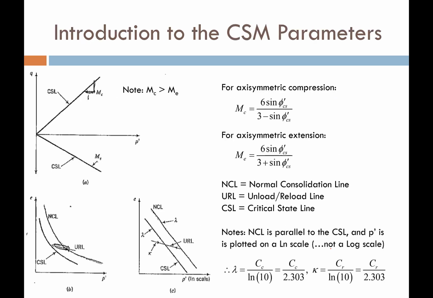Let's move on and let's introduce you to some of the basic parameters of this simple critical state model. So, as I warned you, we have our 3 plots. On the upper plot, we have the PQ space, so stress path space, and you can see the failure envelope here labeled as the critical state line, and it's going to have a slope. And we're going to call this slope M sub C for compression and M sub E for extension. So that's our modified failure envelope.